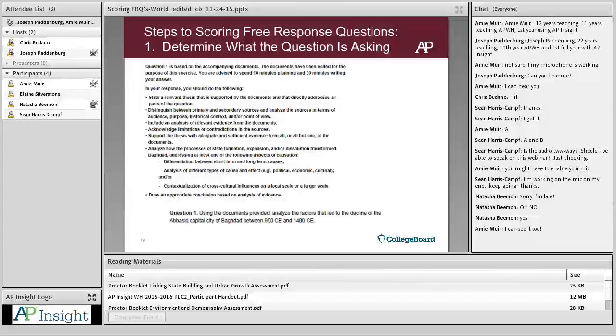All right, the first thing it's telling you to do is state a relevant thesis supported by the documents and addresses the parts of the question. That's standard for every thesis addressing the question, right? I mean, that's what AP stands for, address the prompt.